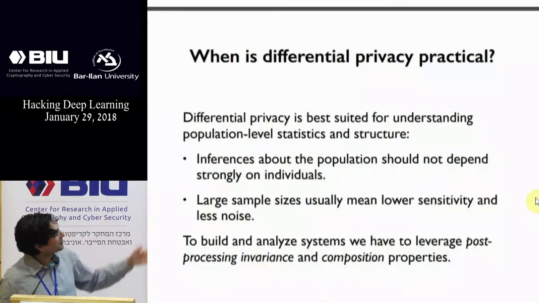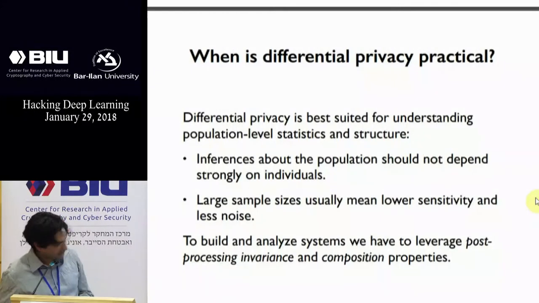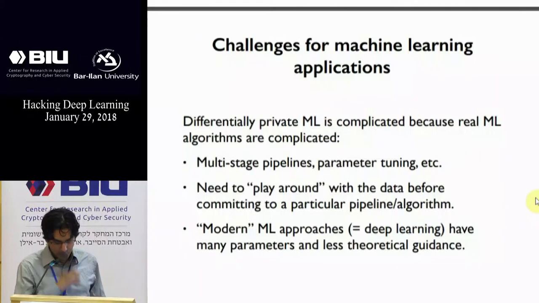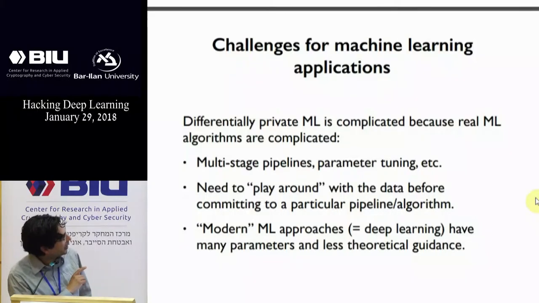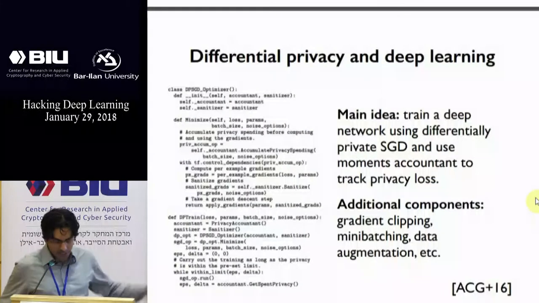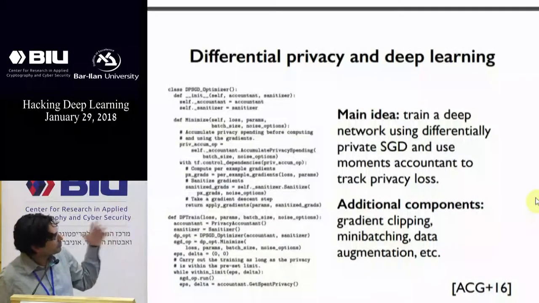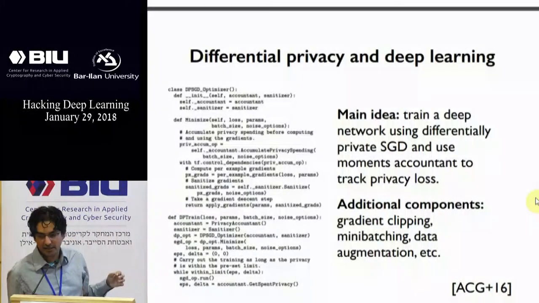Deep learning, right? Okay. So we want to leverage post-processing invariance and composition properties to do deep learning. Modern machine learning apparently equals deep learning. It turns out that this is a really nice paper from 2 years ago, which uses this moments accountant idea that I mentioned earlier to analyze using differentially private stochastic gradient descent to train a neural network.